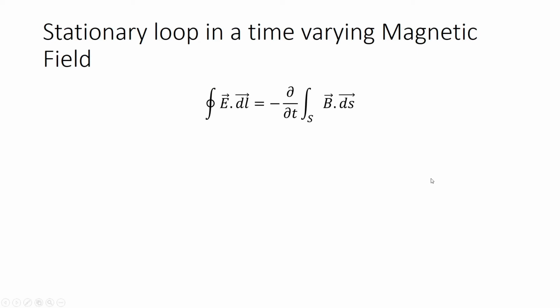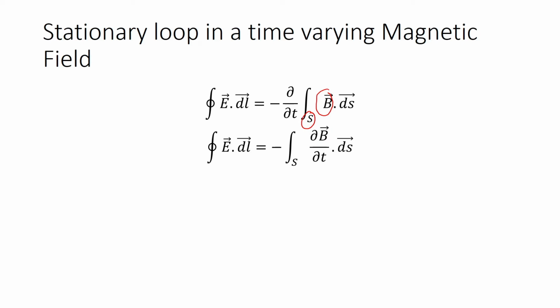So it is very obvious, the same expression, that the integral of E bar dot dl bar is equal to minus dou by dou t of the surface integral of B bar dot ds bar. But you may identify that the surface is constant with respect to time, the change is with B bar. So I can rewrite this integral to be equal to the surface integral of dou B bar by dou t times ds bar.